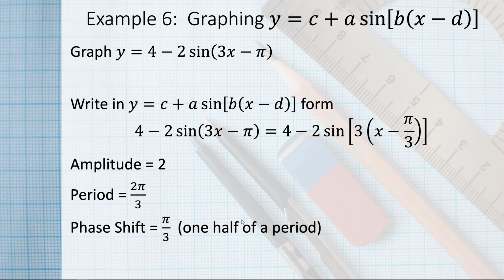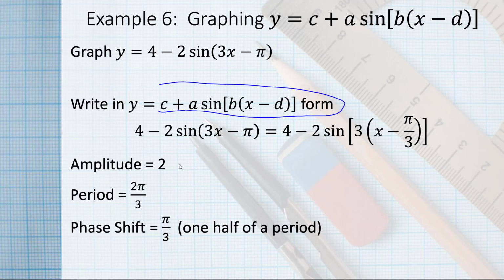So here we want to graph the equation y is equal to 4 minus 2 times the sine of 3 pi over x. Okay, check this out. We're actually doing a sine function this time. Well, first we want to write it in this particular form. And that really involves factoring out that 3. So when we factor out that 3, we're going to have 4 minus 2 is sine, which is perfectly fine. But then we're going to have 3 times the quantity x minus pi over 3.